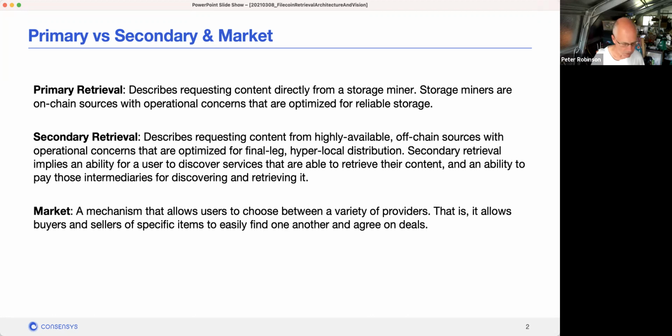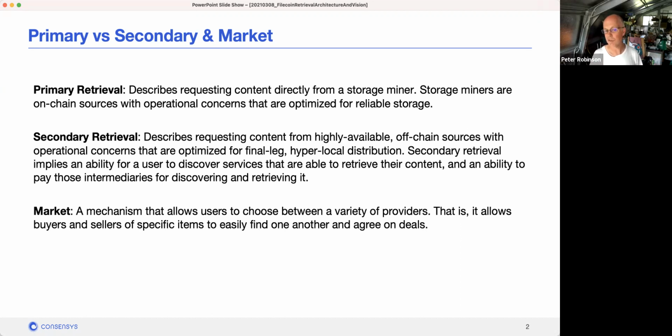So primary retrieval is essentially getting the files directly from the miners. So the miners are optimized for doing on-chain stuff and reliable storage, whereas secondary retrieval is all about high availability, off-chain sources, and really trying to have hyper-local distribution. So final leg. So you can imagine that you're in a city somewhere in the world and you don't want to be streaming some video or getting some file from the other end of the planet if you could be getting it locally.